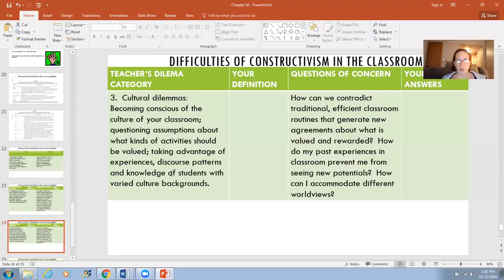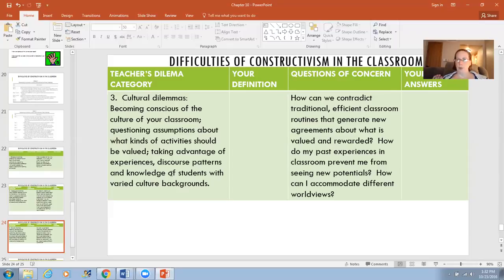So we want to question assumptions about what kind of activities should be valued. We want to take advantage of experiences, discourse patterns, and knowledge of students with varied cultural backgrounds. So you don't want to ignore the fact that you have a student from Mexico with this idea of cultural funds of knowledge. So we want to bring in what they have and really capitalize on it, not only for them, but for the other students.